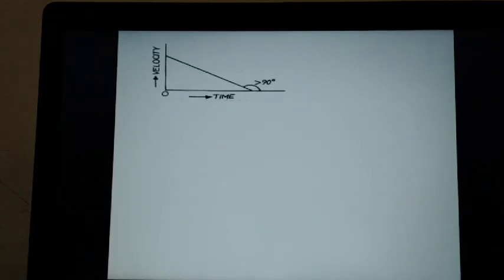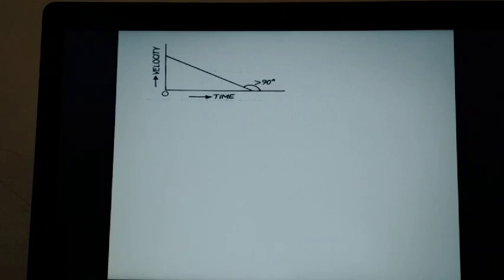Here one more line is there, a velocity time graph which is making an angle more than 90 degrees with the time axis. What does it mean? From the shape itself, it is clear that as the time increases, the velocity decreases. What do you mean by such a motion? Such a motion is called deaccelerated motion, or retarded motion.